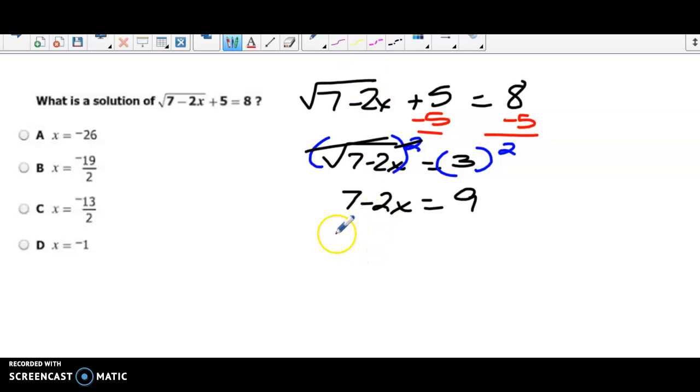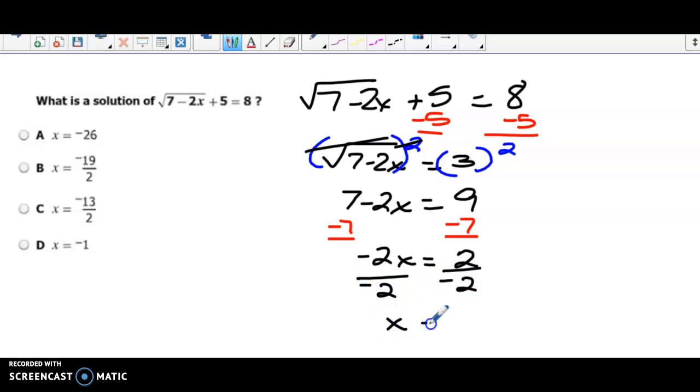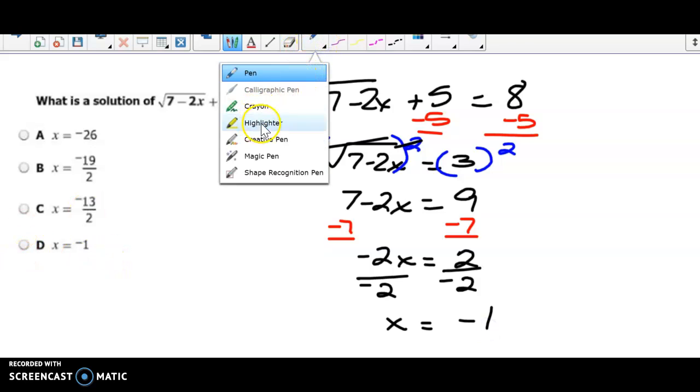Then we're just simply going to solve to get our variable by itself. So we're going to subtract 7 from both sides, and that's going to give us -2x is equal to +2. Divide by -2, and we get x is equal to -1. Well, it looks like that's going to be our answer.